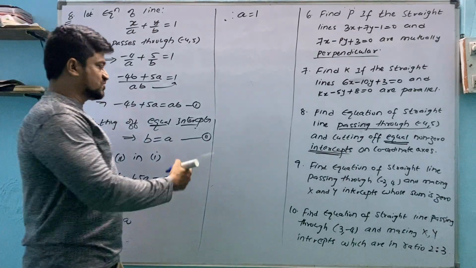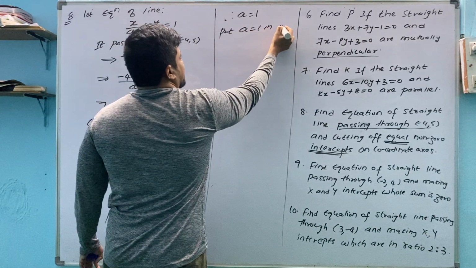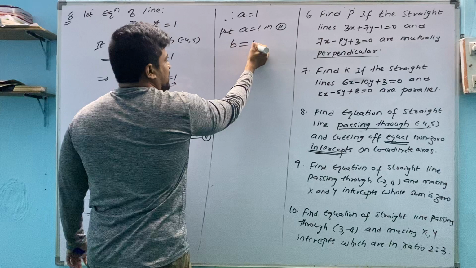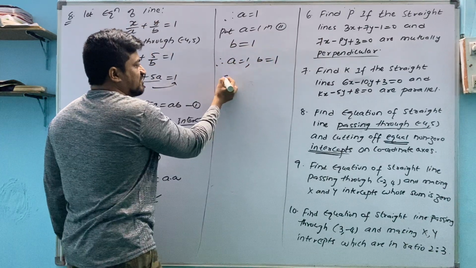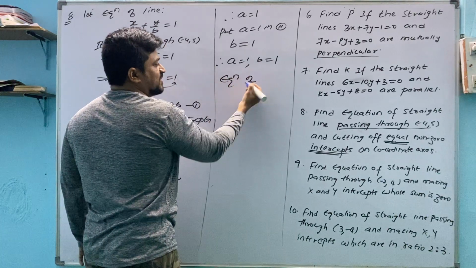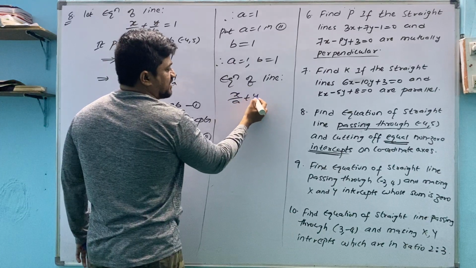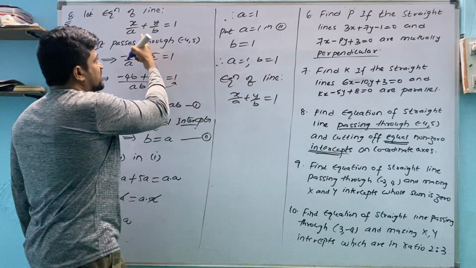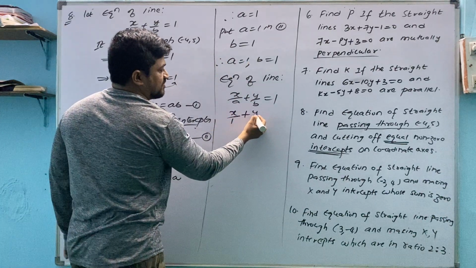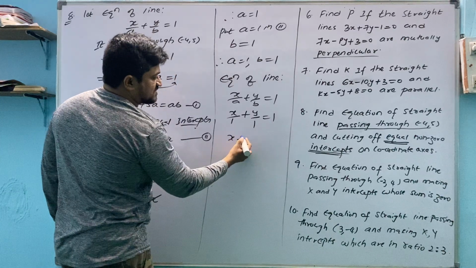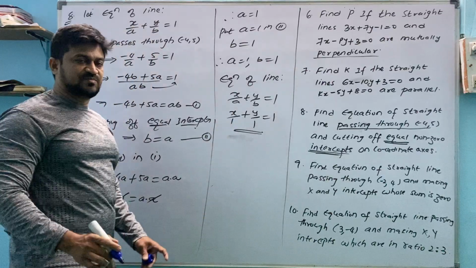Once I got a is equals to 1, substitute in second equation. Put a is equals to 1 in b is equals to a. Now we have both values, a value as well as b value. Once we have these two values, you can conclude by writing equation of line is x by a plus y by b is equals to 1. Now we will not substitute minus 4 and 5 here. We will substitute 1 and 1 in place of a and b. So x plus y equals 1, or you can leave it up to this. No need of any further simplification for 2 marks.